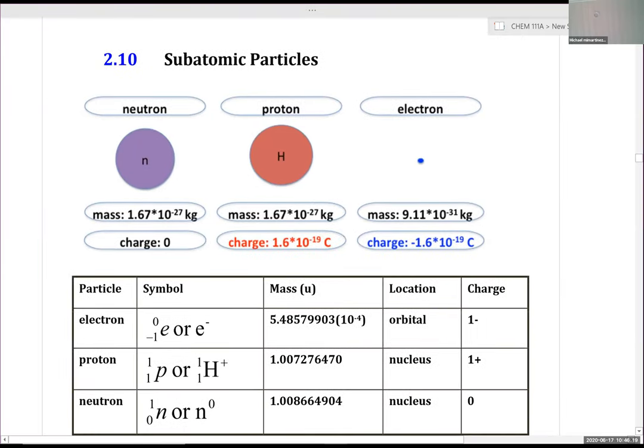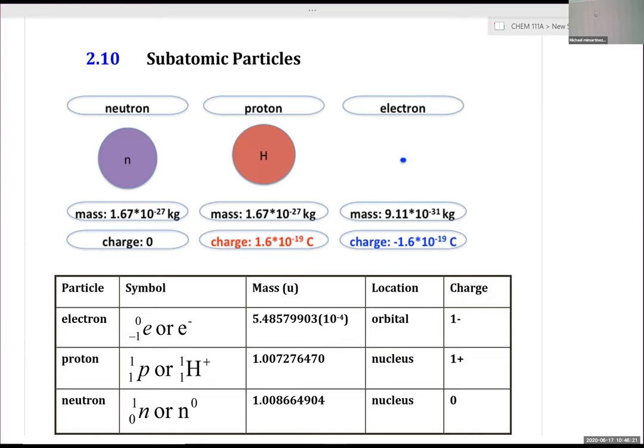Okay, so just as a summary, our three fundamental particles are the proton, neutron, and electron. Wonderful. The proton is positively charged, the electron is negatively charged, the neutron has zero charge. It's neutral. The proton and neutron have an identical mass. The electron has a very small mass. So when you think of an electron, think very, very small particles. Electrons have a very small mass.